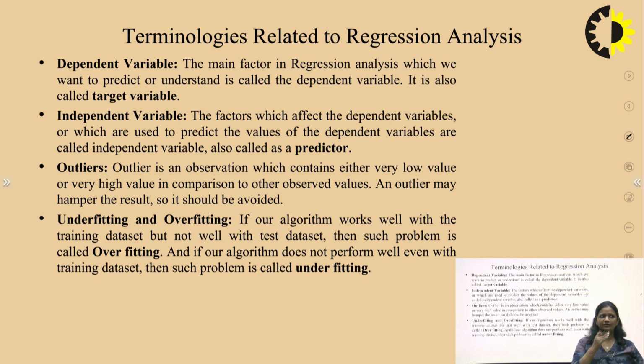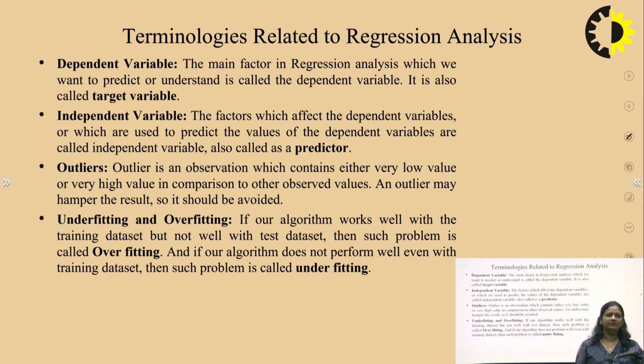So first one is the dependent variable. As we understand, the main factor in the regression analysis which we want to predict or understand is called the dependent variable. Dependent variable is that which we want to predict, and it is also called the target variable.